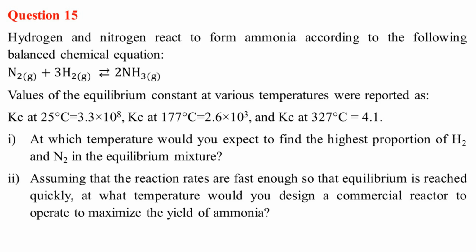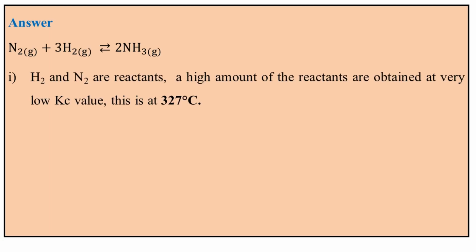So then they're asking, assuming that the reaction rates are fast enough so equilibrium is reached quickly, at what temperature will you design a commercial reactor to operate to maximize the yield of ammonia? Ammonia is in the product. Now they're asking at what temperature do you want to set so that you have the high amount of the product. That means the high amount of Kc.